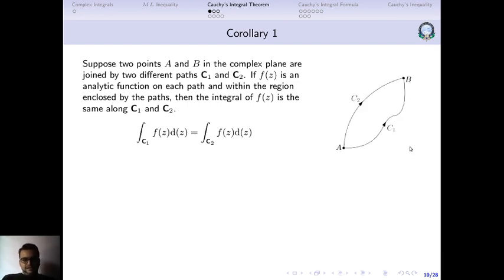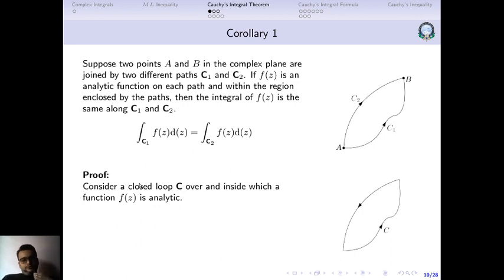Let's see how this happens. So I have this point A and B. C1 is one path and C2 is another path. From the Cauchy integral theorem, because this function f(z) is analytic, the line integral over C1 is equal to the line integral over C2. So it really does not matter which path you take, provided the 2 endpoints are the same. Now this will be valid only in case of the function being analytic. If the function is not analytic, then this need not hold good.